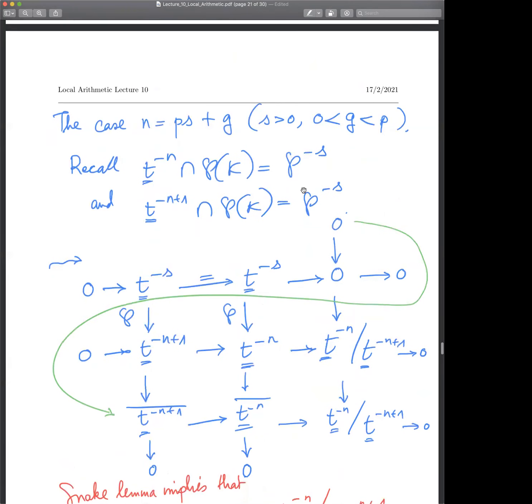And there's a typo here. I don't know how to correct this. This is not p to the minus s, which doesn't make any sense. It's p of t to the minus s. Similarly, this is p of t to the minus s, the image of this here. So the image of this here as well, right? So these are p of the ideal t to the minus s.